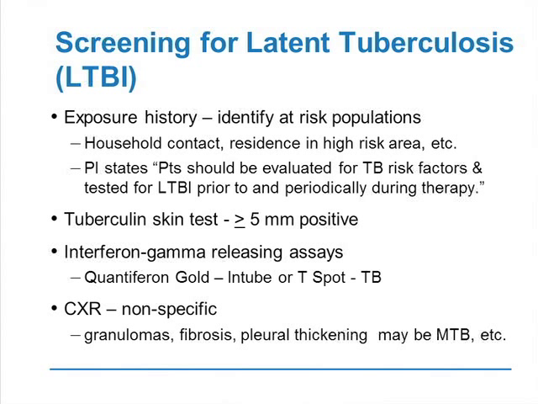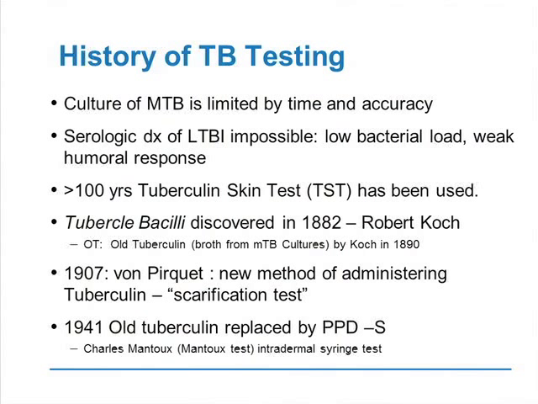So we can test in many ways, including the tuberculin skin test, which is the historic test, but newer assays such as the interferon-gamma releasing assays, heretofore referred to as IGRAs. Also, chest X-rays can be used, but these are non-specific as they are most useful in the identification of active TB and the identification of granulomas, fibrosis, pleural thickening. Again, these tend to be features of active disease more so than patients who have latent infection.